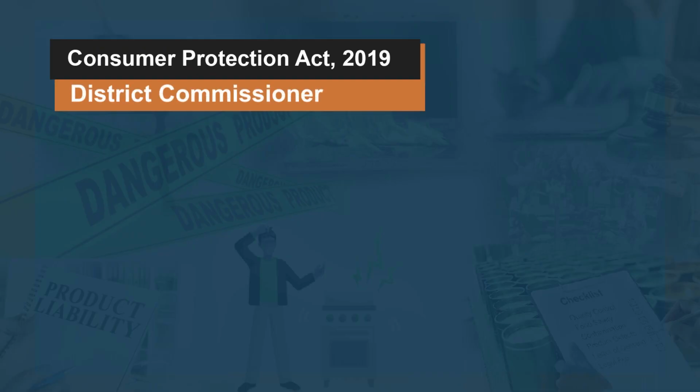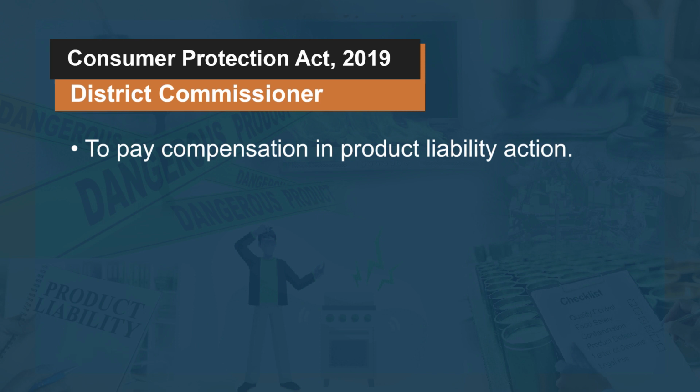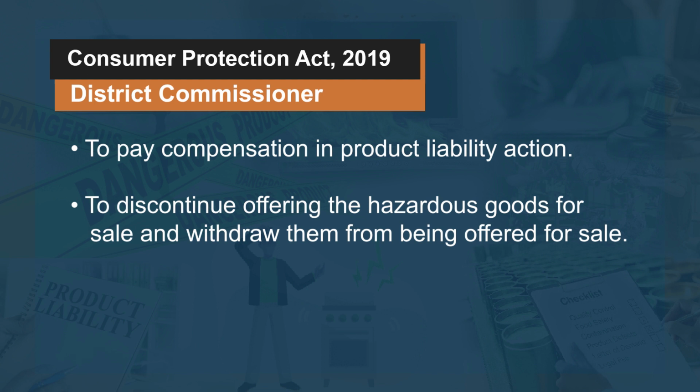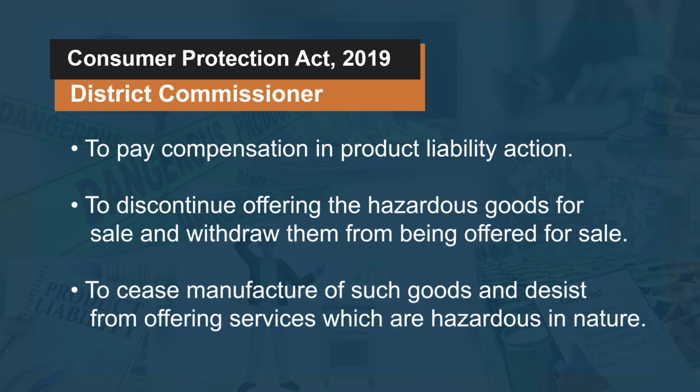The district commissioner also has powers to grant punitive damages according to the facts and circumstances, to pay compensation in a product liability action, to discontinue offering the hazardous goods for sale and withdraw them from being offered for sale, and to cease manufacture of such goods and desist from offering services which are hazardous in nature. Therefore, the new 2019 Act has fastened responsibility on the manufacturers and sellers for product liability.